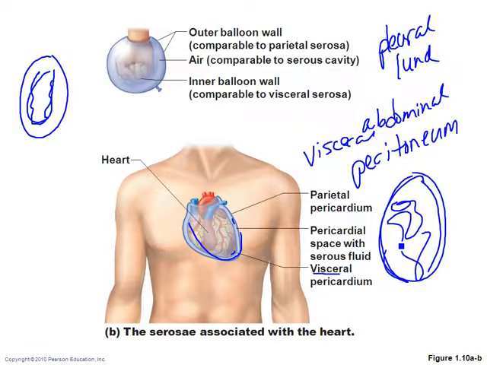So you need to know the visceral and parietal pericardium, the visceral and parietal pleura, the visceral and parietal peritoneum, and which cavities those are associated with, and which one's on the organ, and which one is lining the cavity.